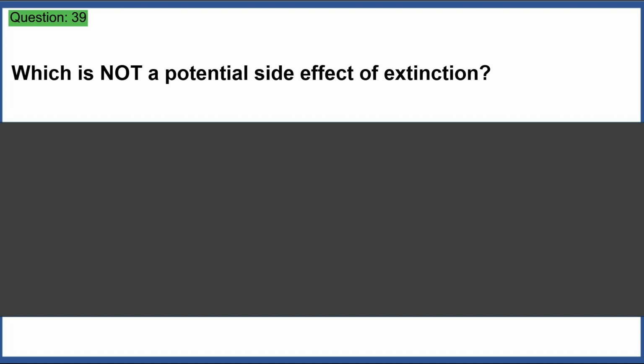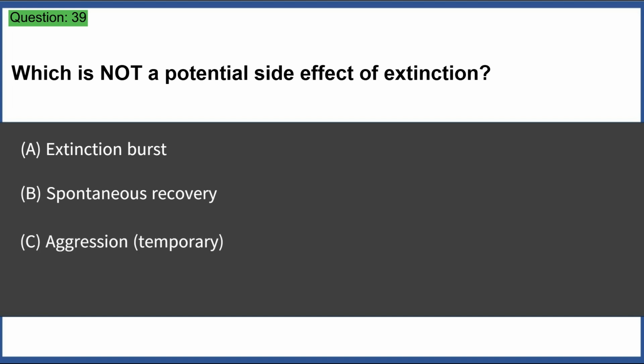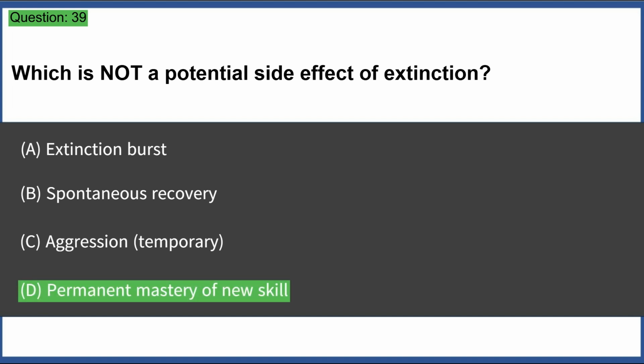Which is not a potential side effect of extinction? A. Extinction burst. B. Spontaneous recovery. C. Aggression, temporary. D. Permanent mastery of new skill. Answer D. New skill mastery needs teaching, not side effect.